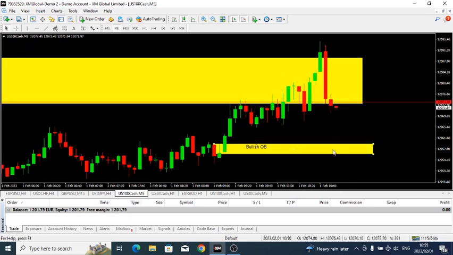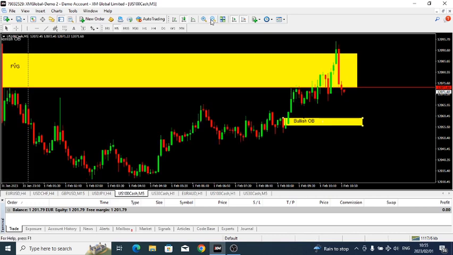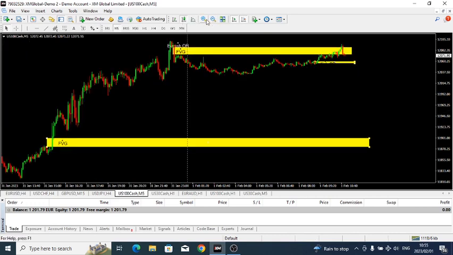But I'll leave this trade here. Let's see what's going to happen up until here, and then I will close off, and then we'll talk about it again tomorrow or later on. Let's see what's going to happen here.